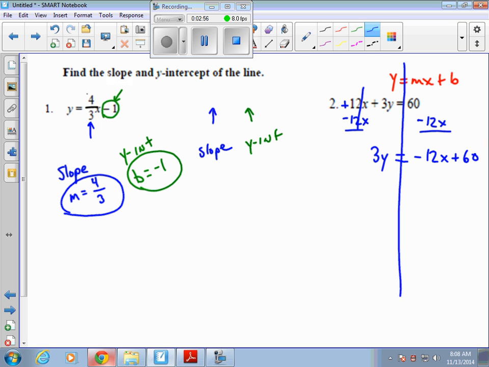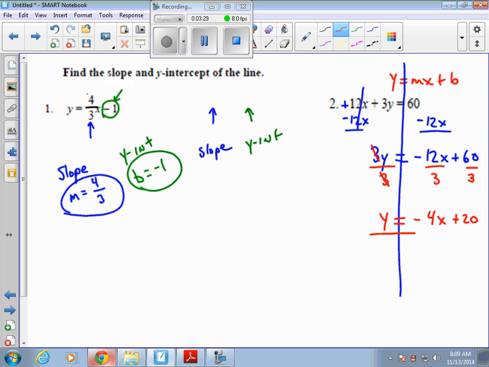Not quite y equals mx plus b. Something times y equals mx plus b. So let's get rid of that next step, that's 3 times y, by dividing by 3. Remember, though, if you divide one thing by 3, you have to divide everything on the other side by 3. It'll cancel this out here and leave you with y equals, now we get an mx plus b. -12 divided by positive 3. Opposite signs are always going to be negative 4x. And then 60 divided by 3 is positive 20.